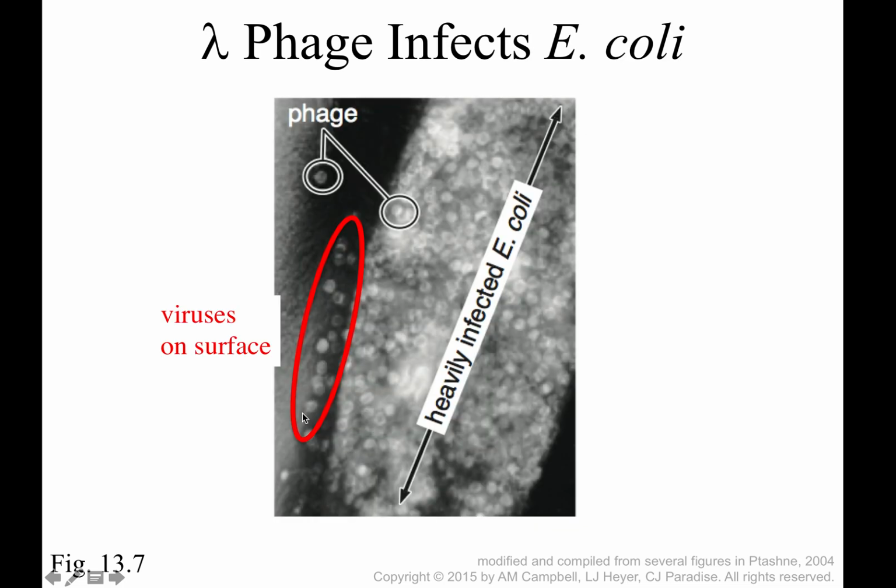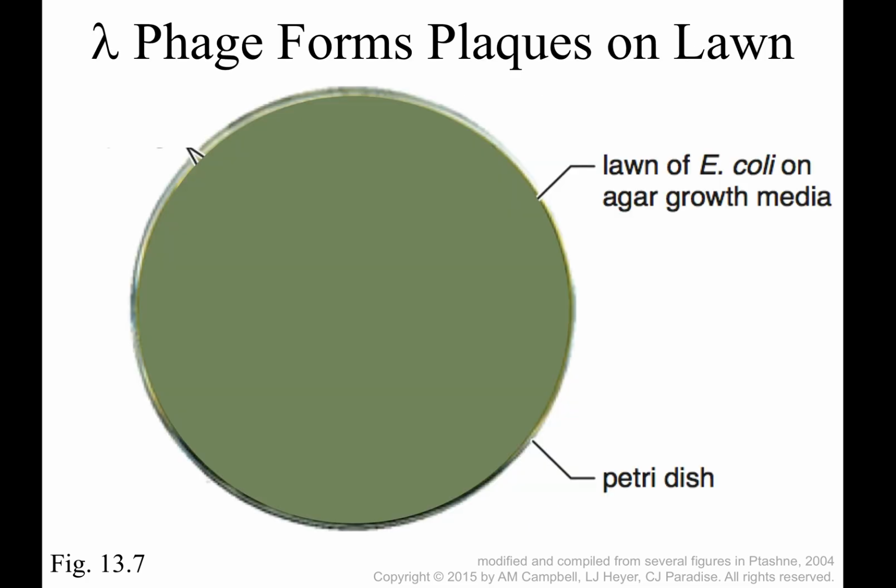Okay. Here is a heavily infected cell. Here you see all these little heads and then some on the surface of the cell here. Normally you wouldn't see so many, but this is in a phase of the virus reproduction cycle where it's about to burst.